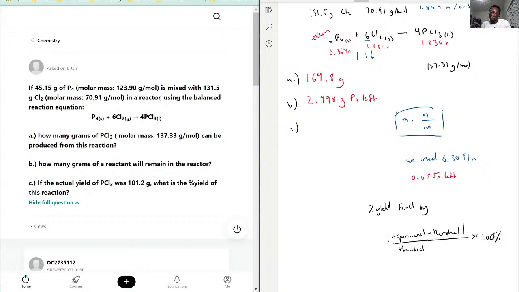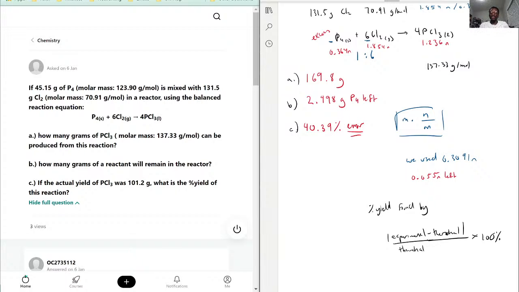Okay, so the absolute value difference over the theoretical, which is what we calculated, and then times 100%. So in this case, it's going to be 101.2 minus the number 169.78 divided by, remember it's the absolute, so it's no longer a negative, divided by that much. So we have quite a bit of a big percent yield, because we multiplied that by 100. We have, as we've calculated, 40.39% percent error.